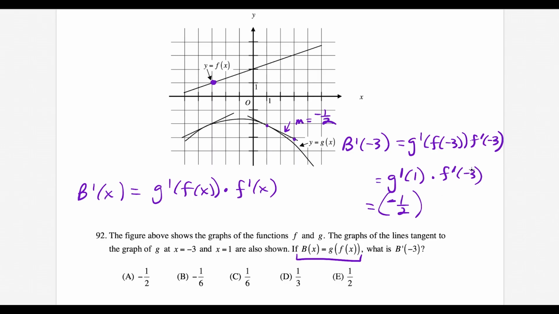And then f prime of -3, if we go here, this very clearly has a slope of 1/3 because we're going up 1 and to the right 3. So now we have a slope of 1/3, and when we multiply -1/2 by 1/3, we're going to get -1/6, which is going to be choice B.